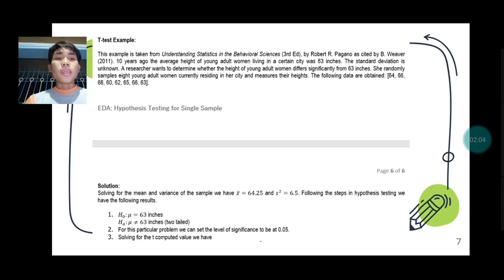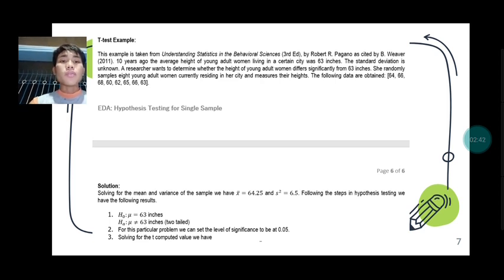This example is taken from Understanding Statistics in the Behavioral Sciences. Ten years ago, the average height of young adult women living in a certain city was 63 inches. The standard deviation is unknown. A researcher wants to determine whether the height of young adult women differs significantly from 63 inches. She randomly samples 8 young adult women currently residing in her city and measures their heights. The following data are obtained: 64, 66, 68, 60, 62, 65, 66, and 63.